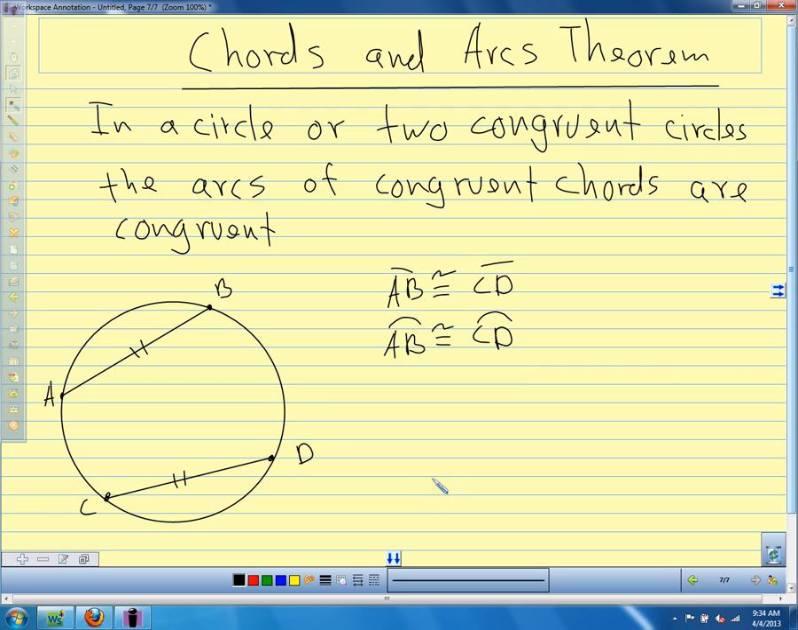So that's all the chords and arcs theorem tells us. If I have two congruent chords, then the arcs that share the endpoints of the chords have to be congruent also. And this will come up a lot in this chapter. When we have congruent chords, we have congruent arcs. All right, questions on the chords and arcs then?